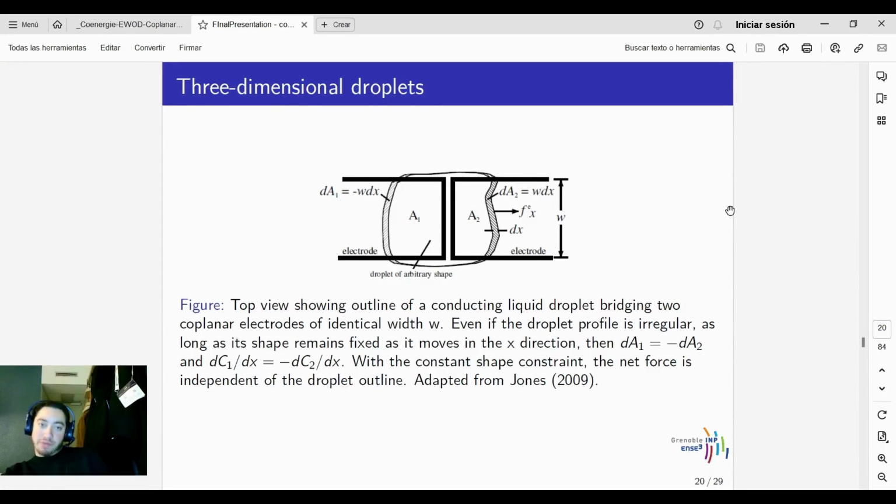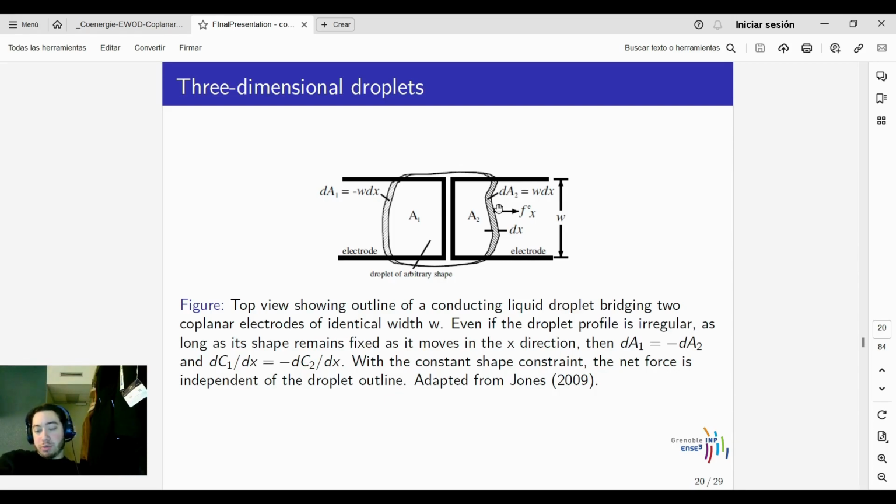Now in the next part of the article, the three-dimensional case is introduced. We no longer consider the liquid drop as 2D, but now we take into account the third dimension. It's actually the same case as before. We have the two electrodes and the liquid drop in between both of them, divided by a gap or space that is denoted by G. But in this case, we're going to take a look at the 3D case.